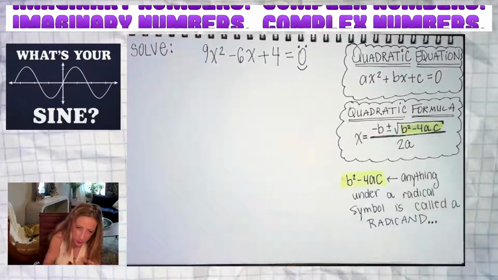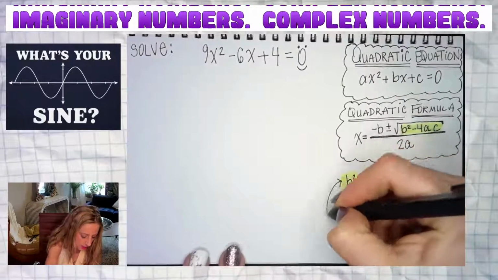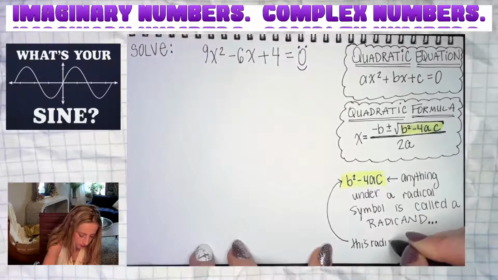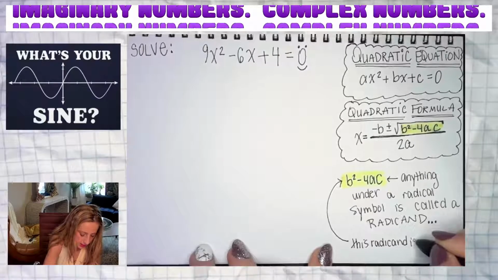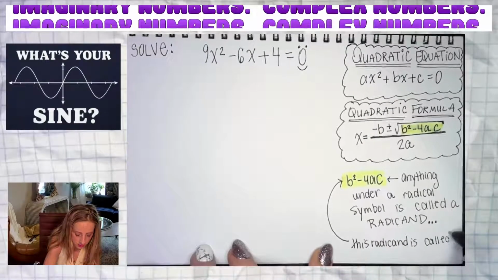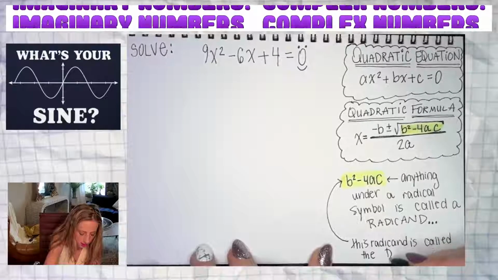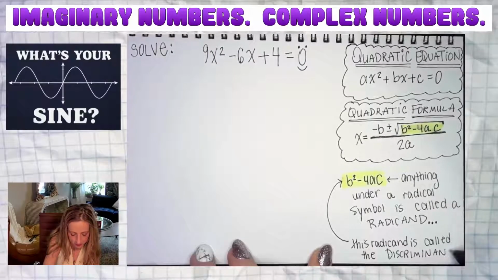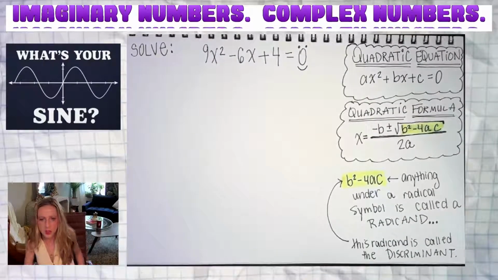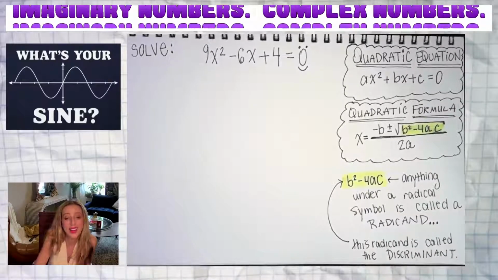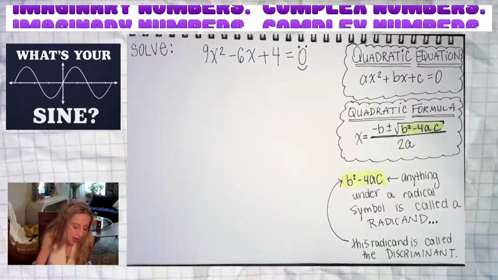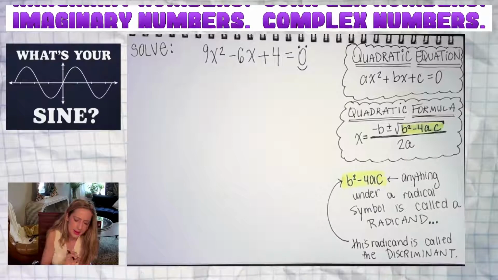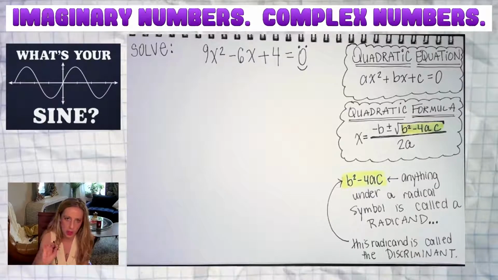So the more specific name for this radicand is called the discriminant. Okay, watch your spelling. This radicand is called the discriminant. And it does sound like the word discriminate, and it does sort of do that. And we're going to talk about that later.